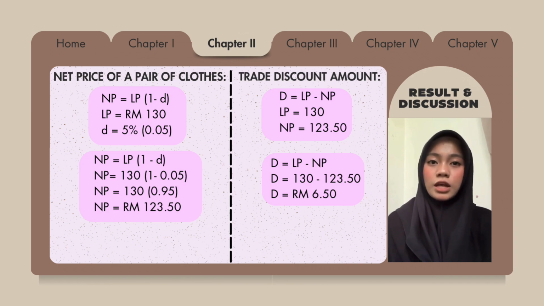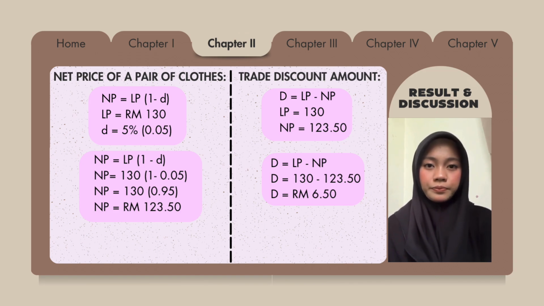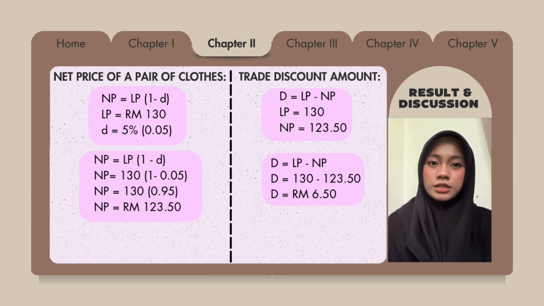Trade discount amount. D equals LP minus NP. LP equals 130, NP equals 123 ringgit 50 cents. D equals 130 minus 123 ringgit 50 cents. D equals 6 ringgit 50 cents.